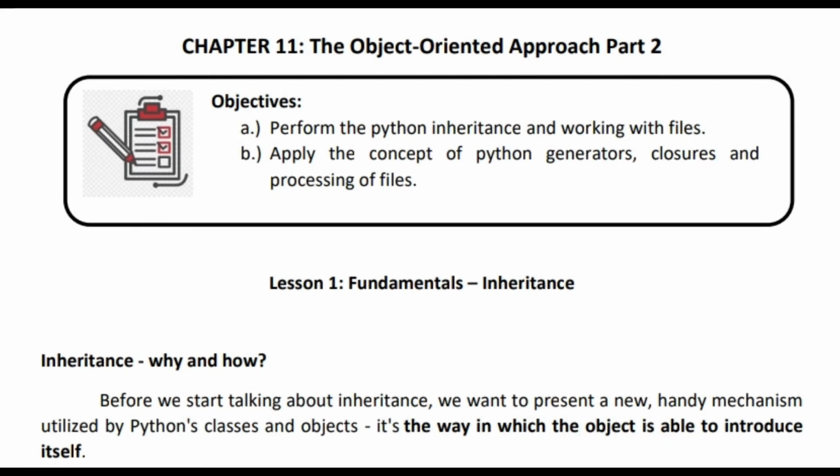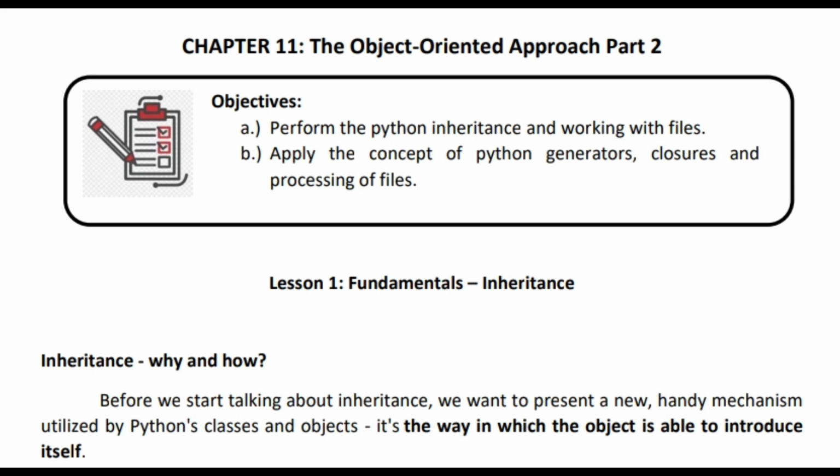Hello everyone, this is chapter 11, the object-oriented approach part 2. Objectives: A. Perform the Python inheritance and working with files. B. Apply the concept of Python generators, closures, and processing of files.